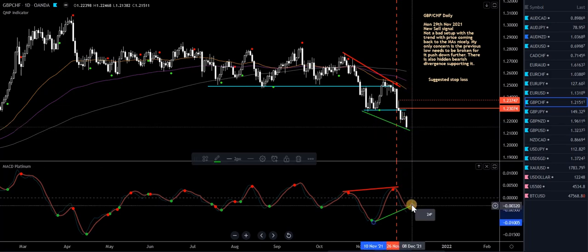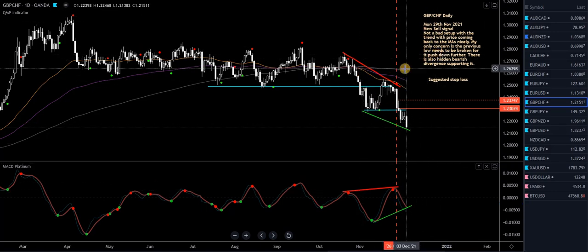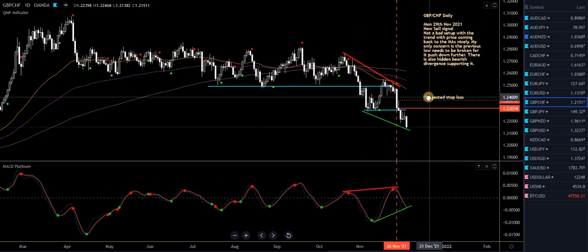Again, keep on adjusting these until they're no longer valid. Read the notes with why I took that trade. Stop loss is down here now. So looking good on the pound Swiss.